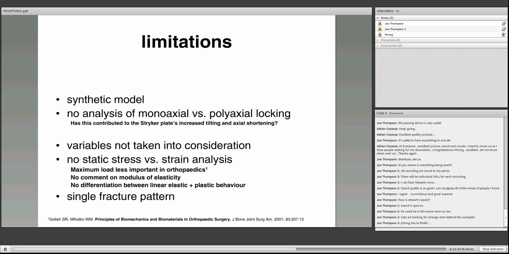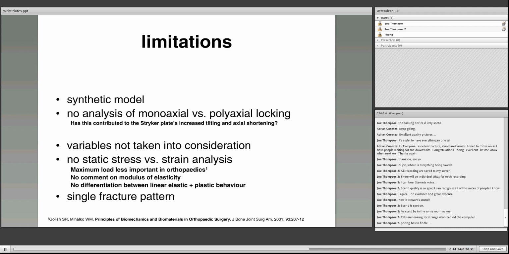So there are several limitations of this paper. Some are pointed out by the paper itself, being that this is a synthetic model. This author, being Drobitz, has conducted studies published in specific hand and orthopedic journals before, in both synthetic radial and cadaveric studies, and some outcome-based studies in patients. But the feeling was in this study they wanted to control for any variability in the cadaveric specimens, so went with the synthetic model. There's no analysis of monoaxial versus polyaxial locking, and they do comment on this.